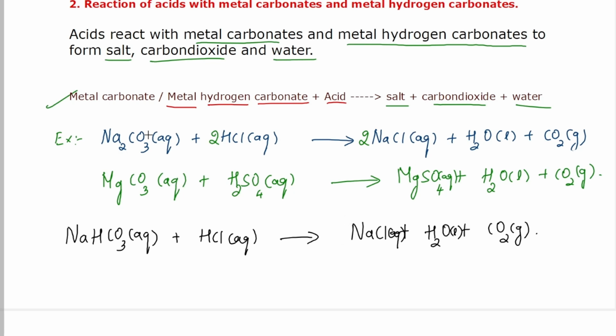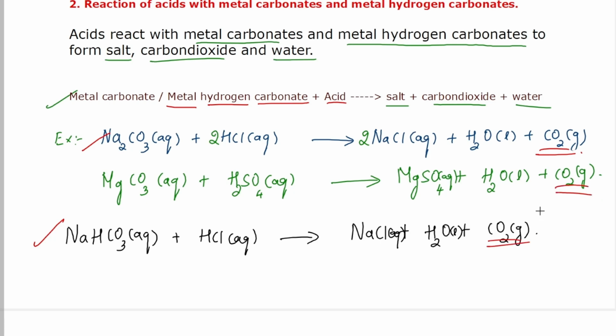So you have to remember this general equation: when metal carbonates or metal hydrogen carbonates react with acid, there is a formation of salt, carbon dioxide and water. These two are specifically mentioned in your syllabus. You have to note down these reactions. Then here there is evolution of carbon dioxide gas. Again, this gas is colorless.